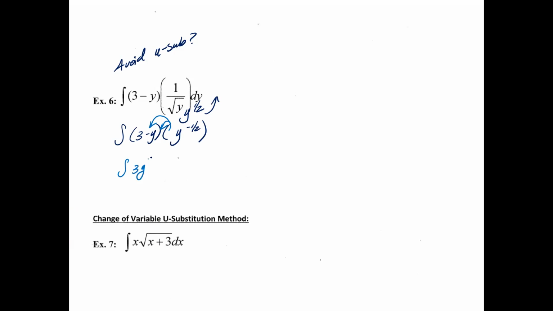So 3y to the negative 1/2 minus the integral of y. Remember, this y is a y to the 1, so it's a 2 over 2, times y to the negative 1 over 2. You're going to have to add that, which will be y to the positive 1/2. And then this way, you can just proceed forward with the integration, which will be pretty easy, so you don't have to use u sub in this situation.